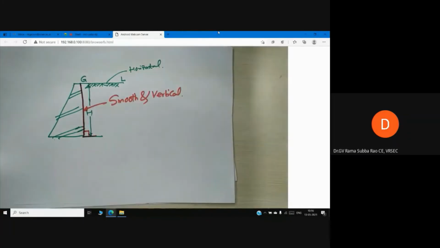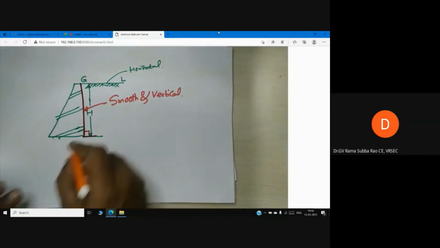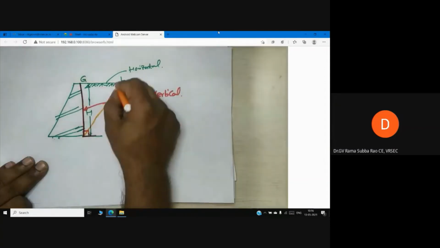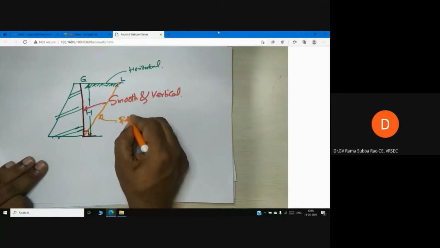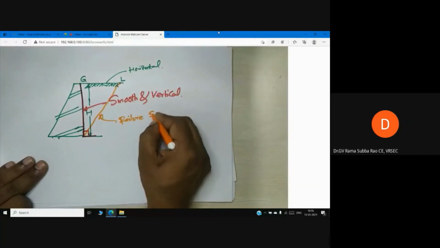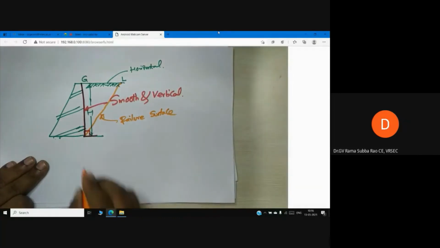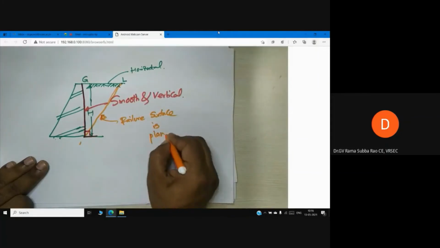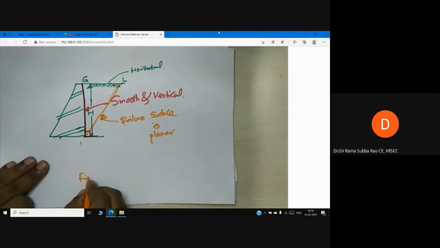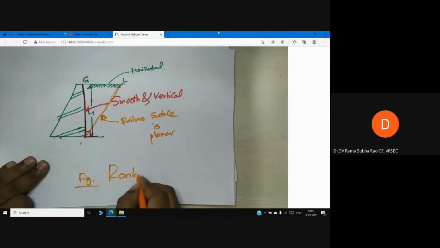Now it is very important to show you. This is the failure surface. Now it is planar. Failure surface is planar. So this is the figure for Rankine's earth pressure theory.